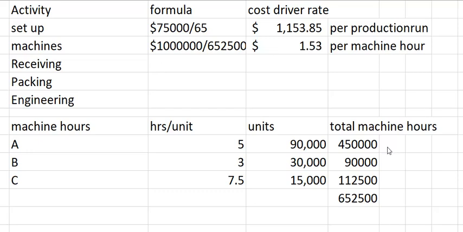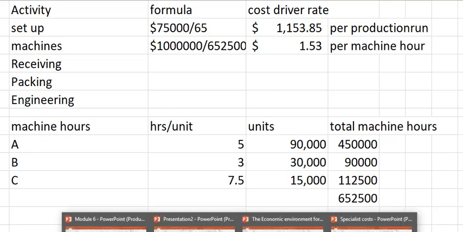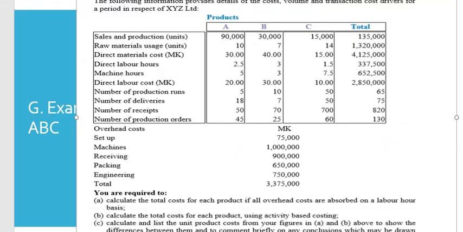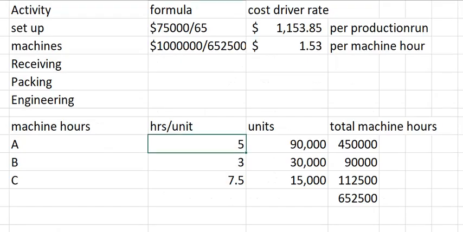So what is the cost of receiving? Back to the question. Receiving, the cost is 900,000 dollars.